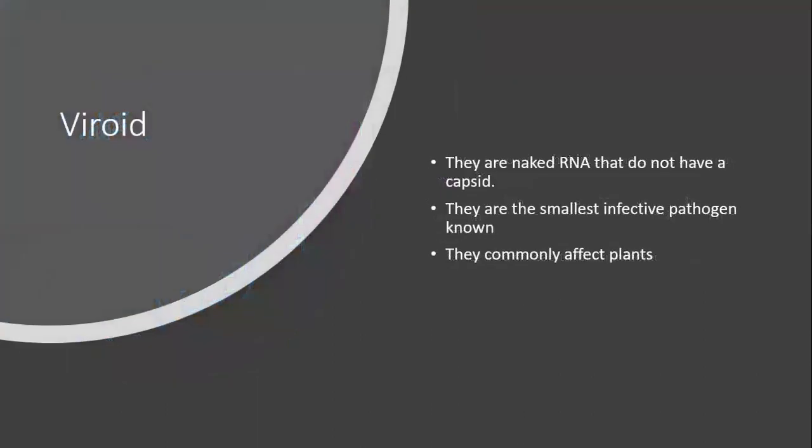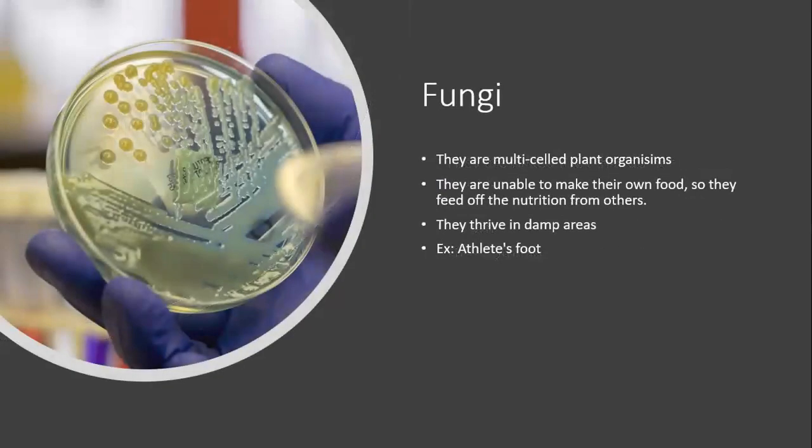Next up are viroids. These are pretty easy to understand. Essentially, they're naked RNA, and they do not contain the capsid, that outer wall that we were talking about earlier. They are also the smallest infective pathogen known currently, and they are commonly found to affect plants, according to biologists.